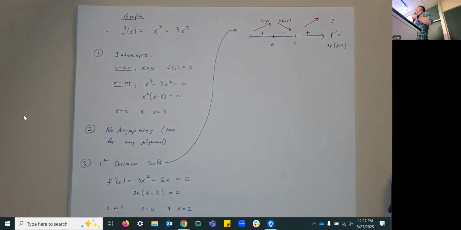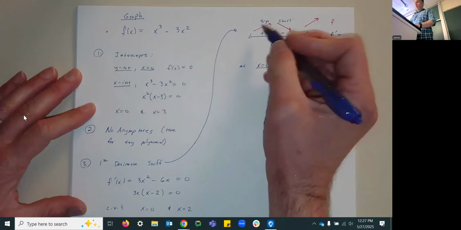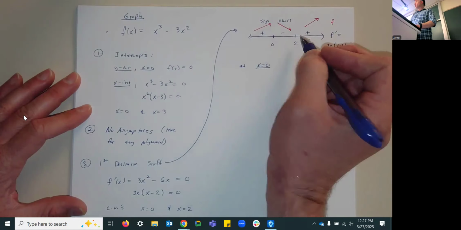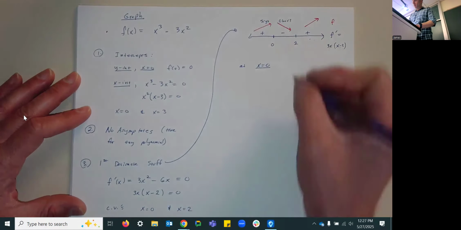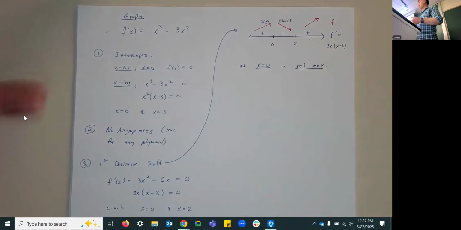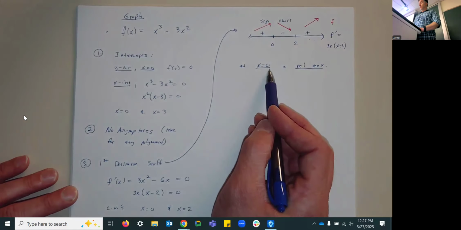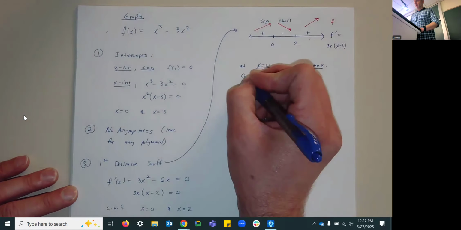That also means we know where some relative extrema are. So at x equal to 0, our function went from increasing to decreasing, so we have a relative maximum there. Now, typically, when we find a critical point, whether it's a max or min, we usually like to find the x and the y coordinates so we can graph it. But fortunately here, we already know that if x is 0, y is 0, because that's our y-intercept. So that's going to be at the point 0, 0.